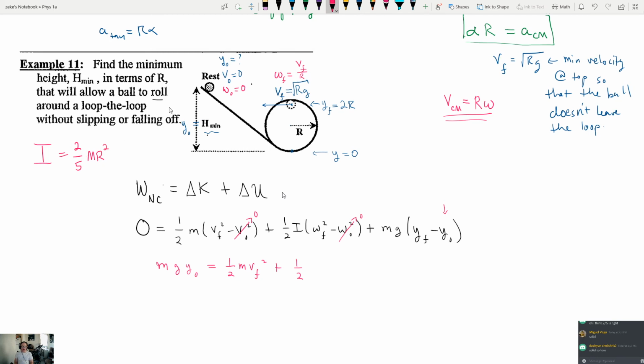Oh, let's be careful about r here, by the way, because r is already the label for the radius of the loop, right? So let's use a different r right here. We'll use little r for the radius of the ball. And actually, I noticed that I made that mistake right here, too. When we define what the angular speed is, this is going to be Vf over little r, where little r is the radius of the ball.